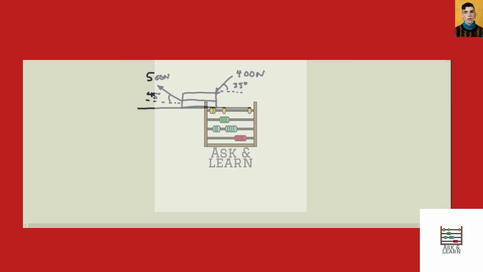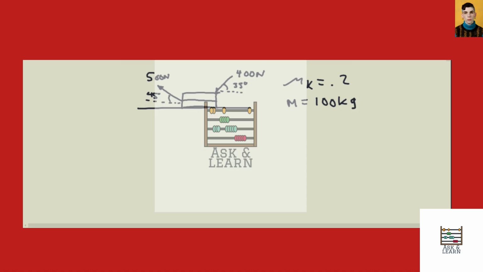By a force of 500 newtons and at a 45-degree angle. And on the right side of the crate, it's being pushed with a 400 Newton force at a 35-degree angle. And while this crate is being pushed, it's also experiencing friction, and in this case, kinetic friction. So we're given the coefficient of kinetic friction is 0.2. Also given the mass of this crate, which is 100 kilograms.